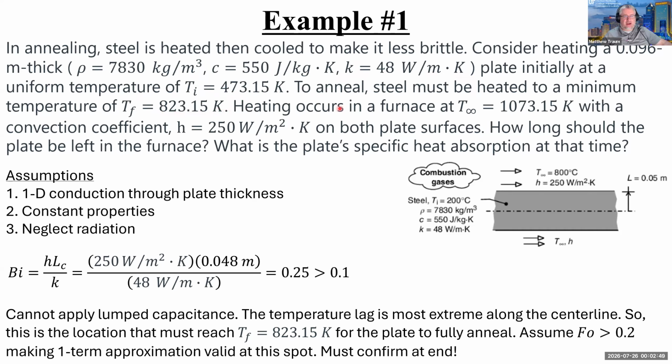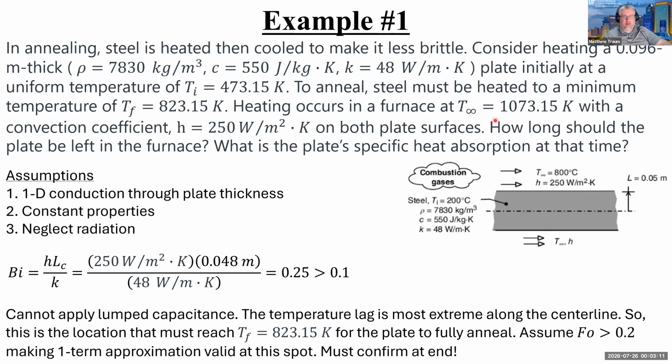So the heating is going to occur in a furnace that has a background temperature of 1073 Kelvin, and maintains a convection coefficient of 250 watts per meter squared Kelvin on both surfaces of the plate. So the question is, how long should the plate be left in the furnace? And what is the plate's specific heat absorption at that time?